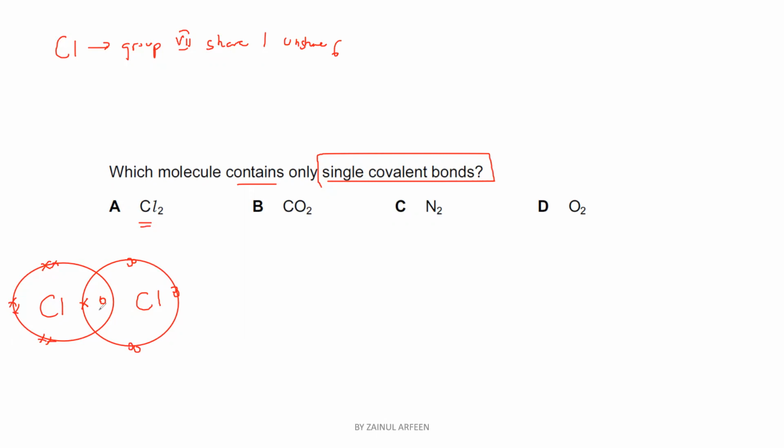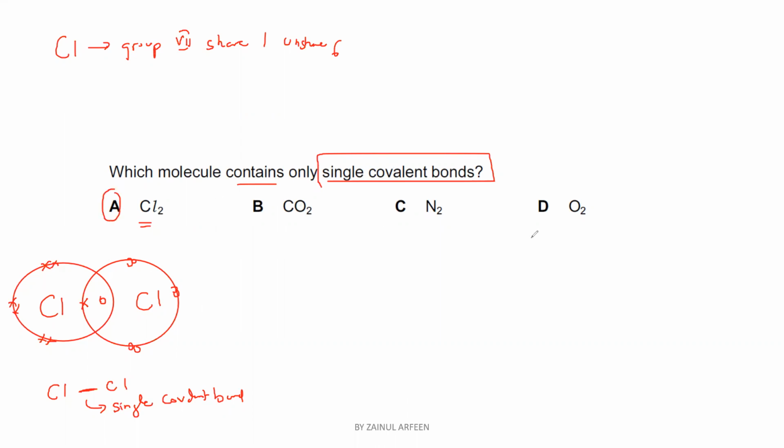So when there is a pair of electrons, we call that a single covalent bond. So this is a single covalent bond. So in chlorine Cl2, there is a single covalent bond. A will be the answer.